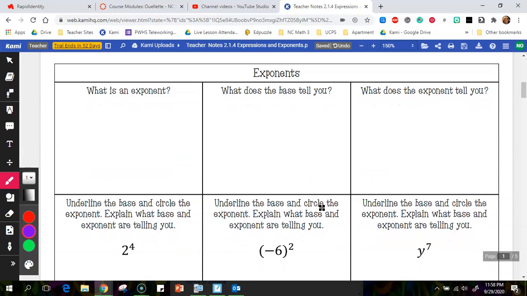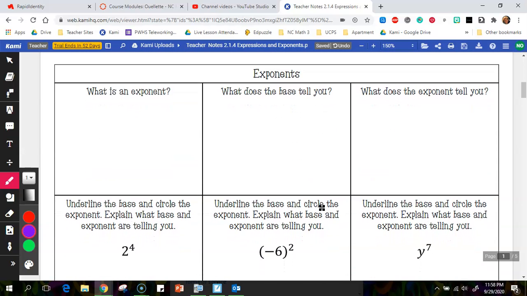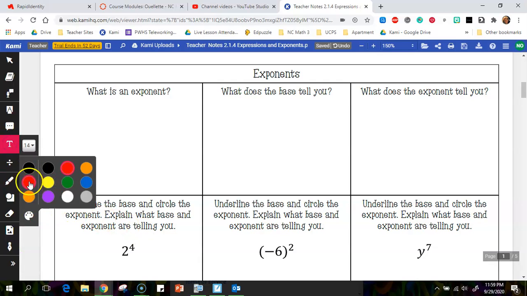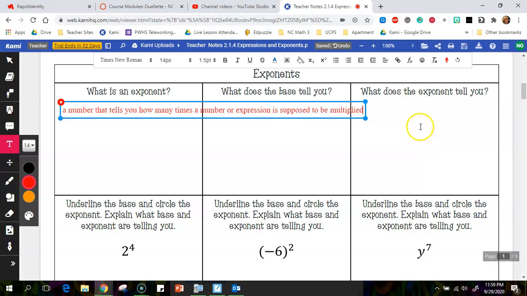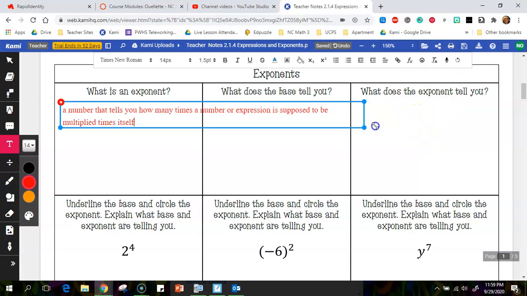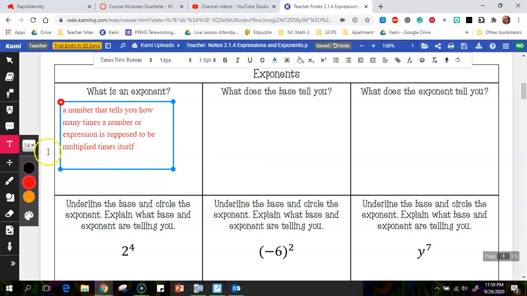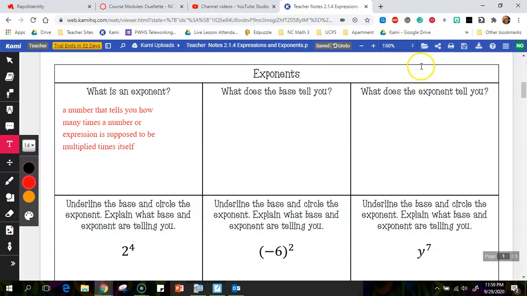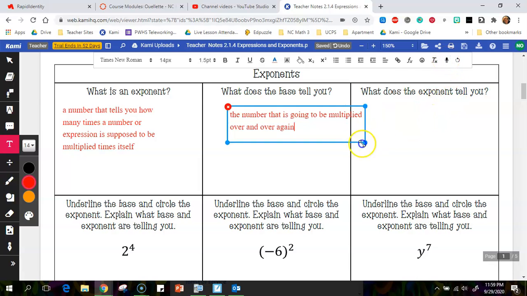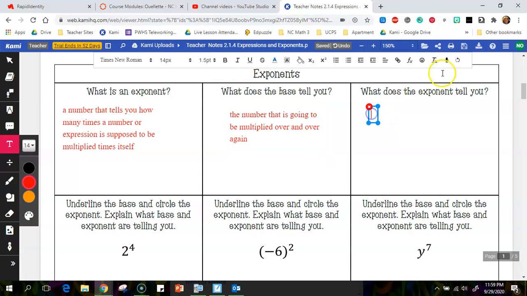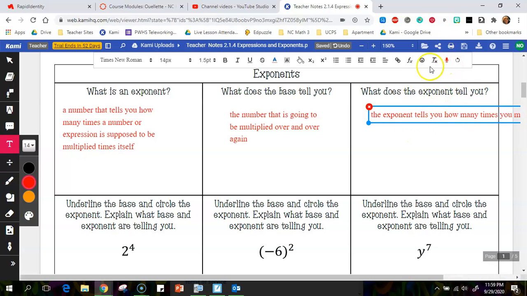Let's talk about exponents. So what is an exponent? Again, I'm going to use my text box to define an exponent. A number that tells you how many times a number or expression is supposed to be multiplied times itself. Okay, what does the base tell you? The number that is going to be multiplied over and over again. And then what does the exponent tell you? The exponent tells you how many times you multiply the base by itself.